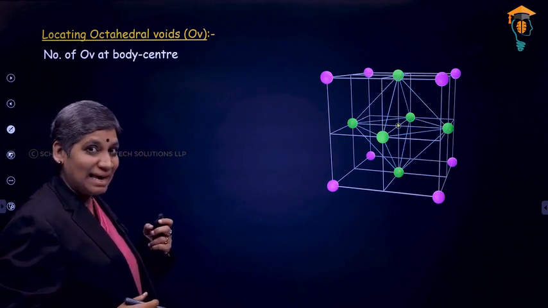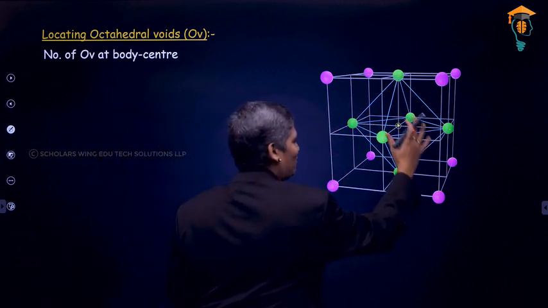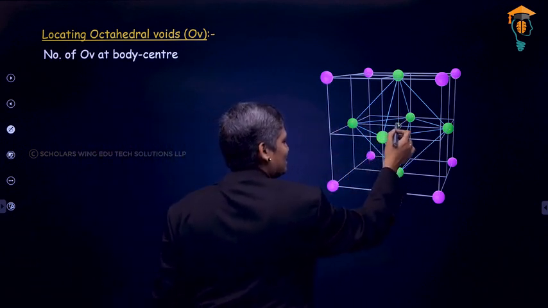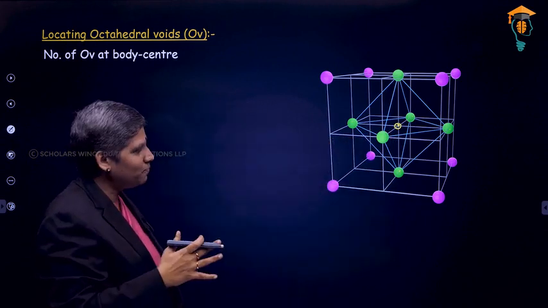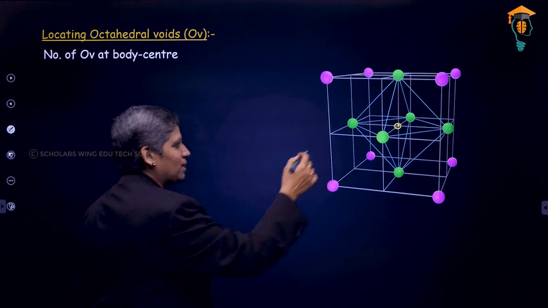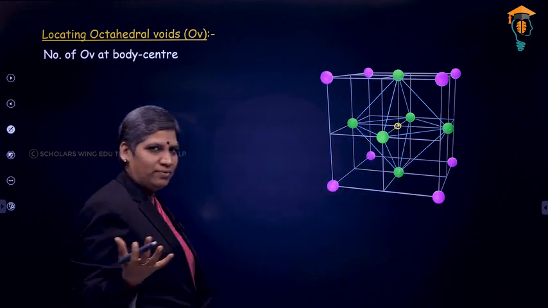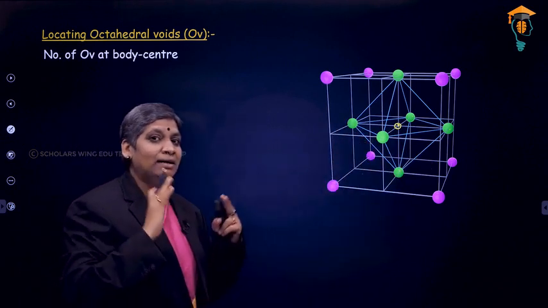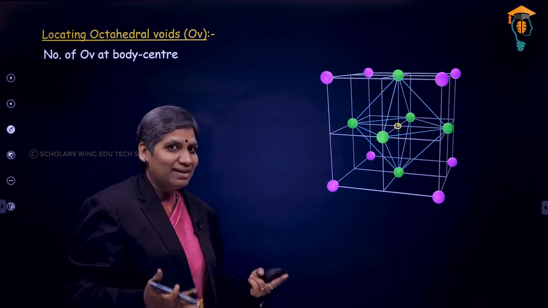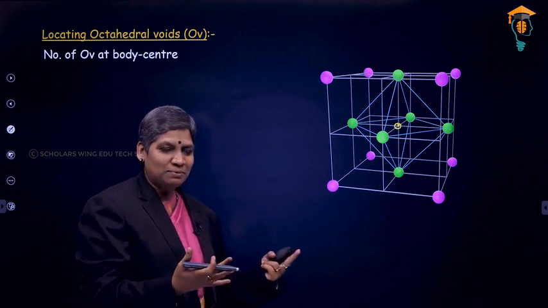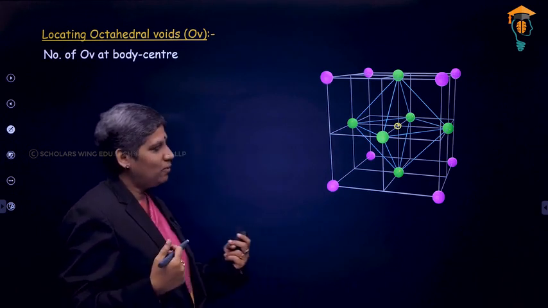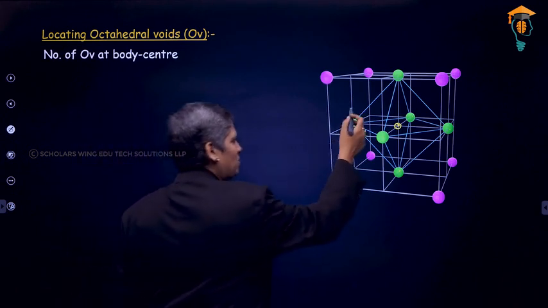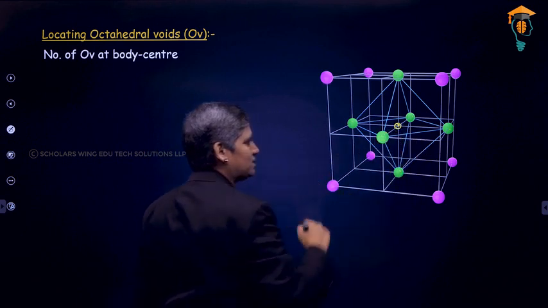Look, did you get a regular octahedron? And this is the circle that actually denotes the body center. Fine. So this is a closed figure, an octahedron. We know that. That means it's enclosing a space within. It's an empty space. That empty space obviously represents the octahedral void. Okay, that means how many octahedral voids are present around this body center?